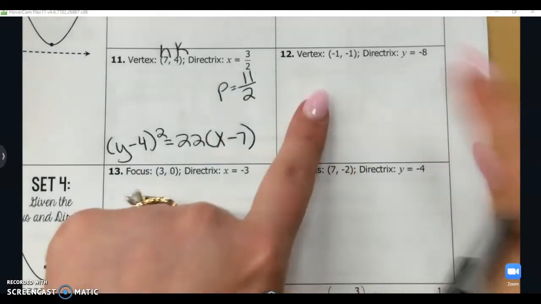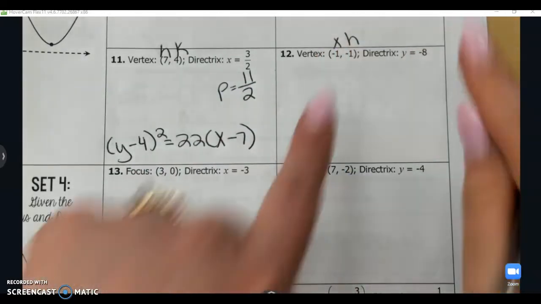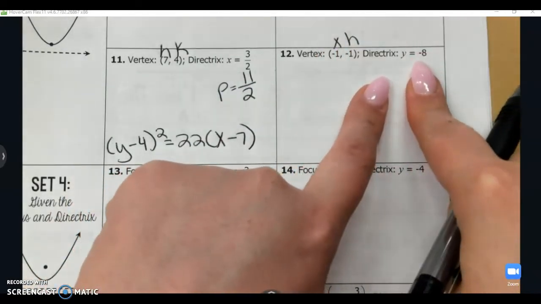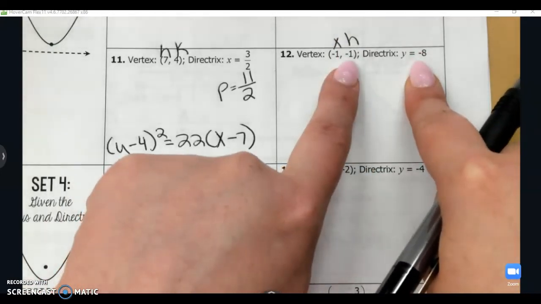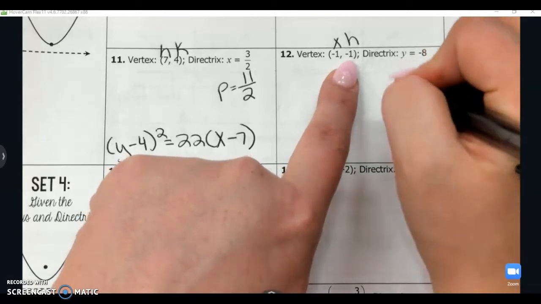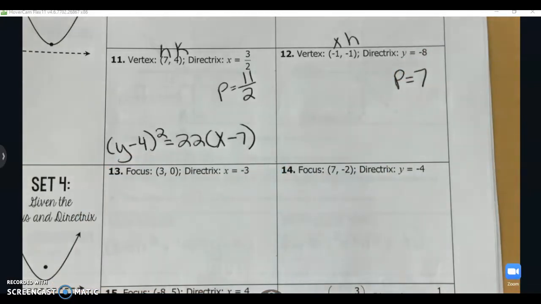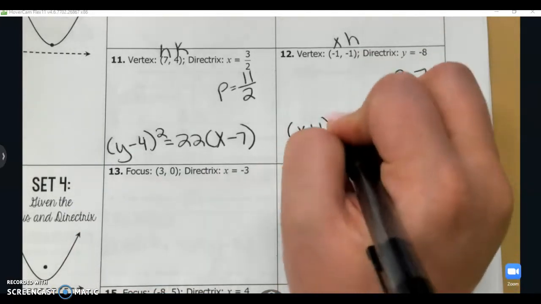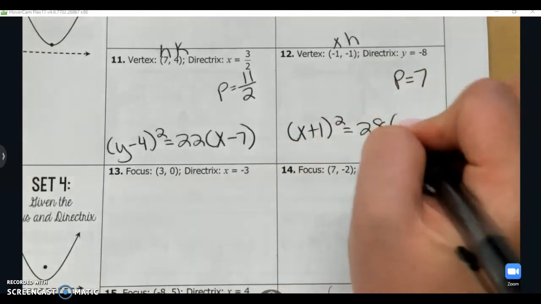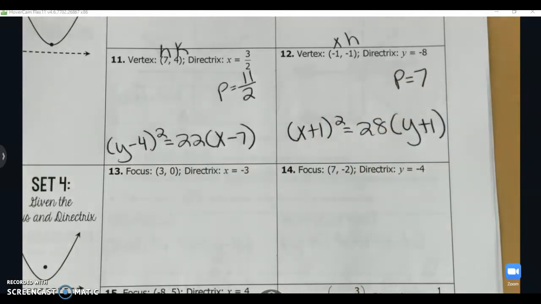All right. Number 12. Again, here's HK. If my directrix is a horizontal line, that means this is a vertical parabola. So I need to look at the difference in my y values, and that is going to be 7. And it's open upwards, so it's positive. So plugging this into my vertical equation, there we go.